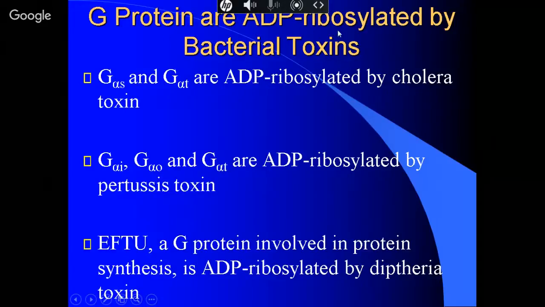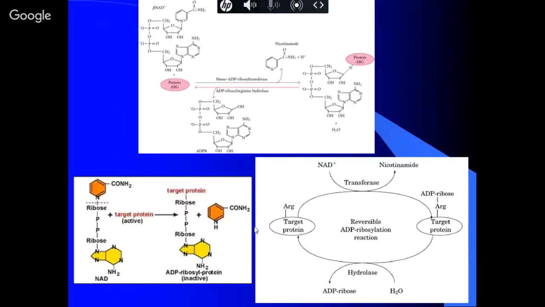Now, we already looked at these. The G proteins are ADP ribosylated by bacterial toxins. So the alpha subunit in particular can be ribosylated by the cholera toxin. We saw that. Okay? And that ribosylation is what destroys the GTPase activity. Pertussis toxin also interacts with a different family of G proteins than the cholera toxin. And here's another protein, that's diphtheria. All these toxins are interacting through the G protein. And I don't really like this slide. I just put it in here. So if you want to look at ADP ribosylation, you can.